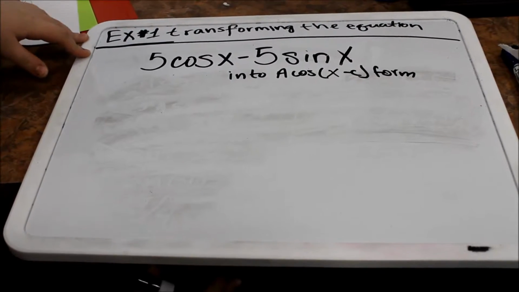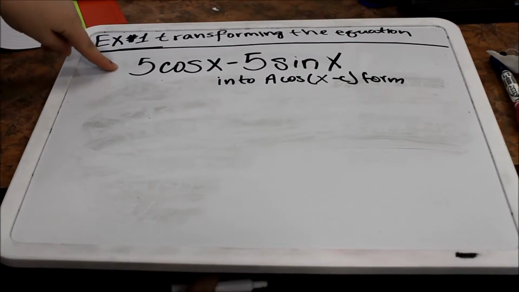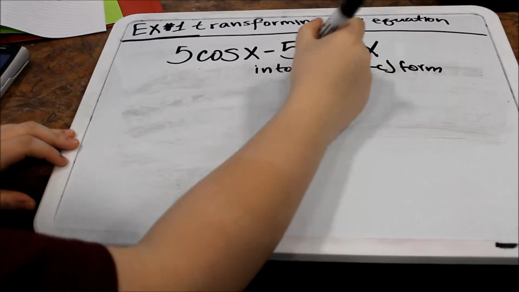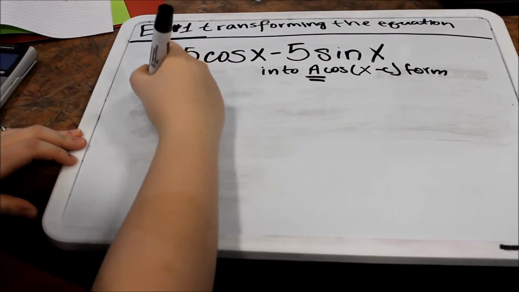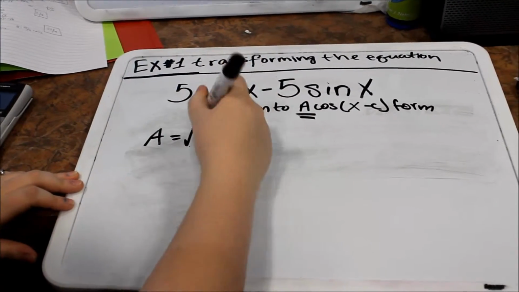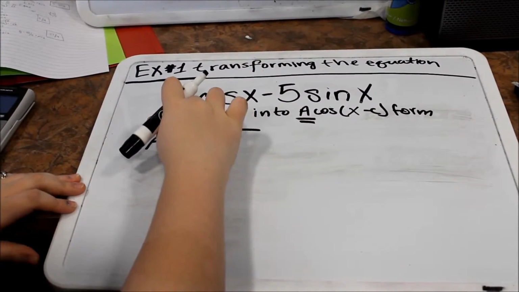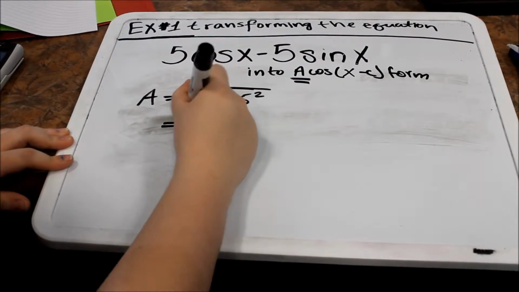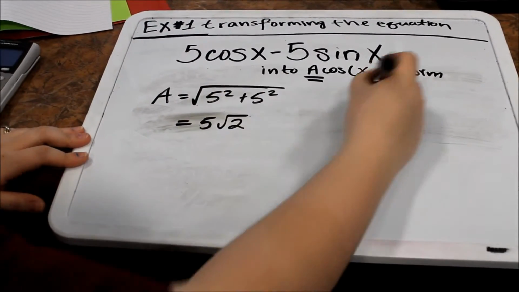So in our first example, we're going to be transforming this given equation into the a cosine x minus c form. To start out, we're going to be finding our a. And we know that our a is equal to the square root of the cosine coefficient squared plus the sine coefficient squared. Now simplify that. The simplified form is 5 root 2.